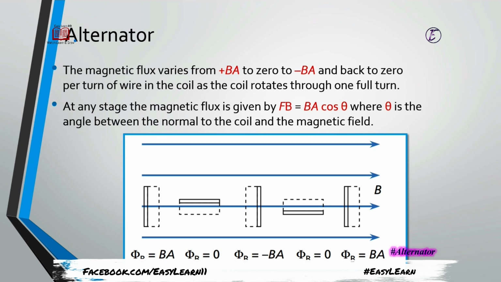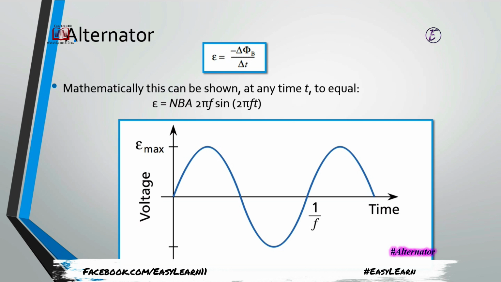Okay, the magnetic flux varies from plus BA to 0 to minus BA. This is what we already discussed. You can read this theory by yourself. According to Faraday's law, the EMF induced in a coil is equal to negative, due to Lenz's law, the change in the magnetic flux with respect to time.